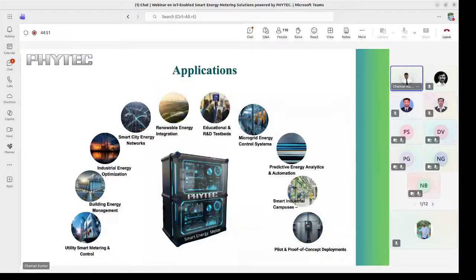Sorry, there was a network issue. Let me continue. So if we want to communicate with the smart meter, to send the data to the DCU, the protocol we are using is Wi-SUN. Wi-SUN is a wireless smart utility network.